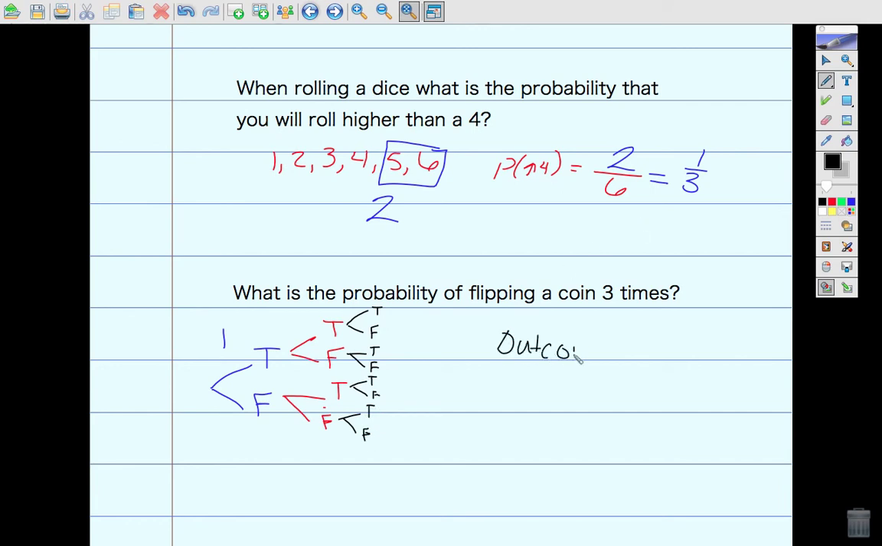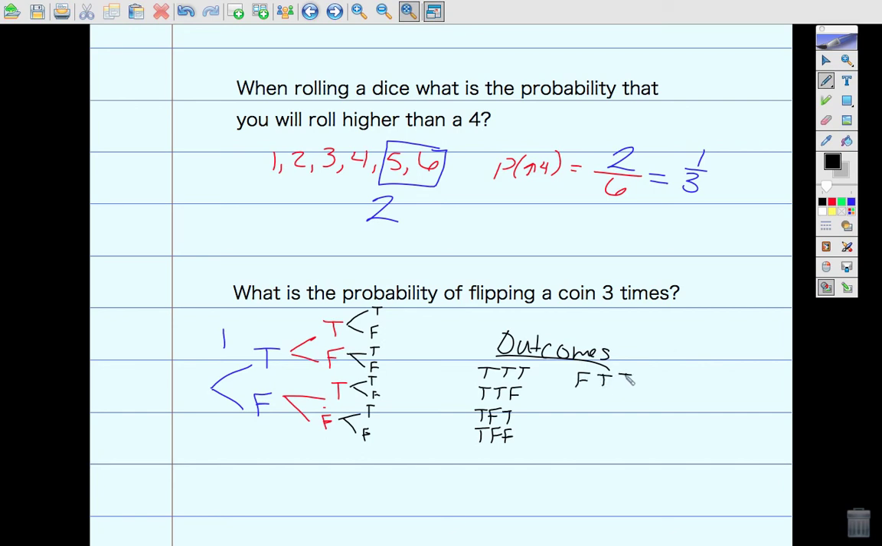So I have to list my outcomes. So all of my outcomes, I have to list them all. So my first outcome, I have true, true, true. My next one, I have true, true, false. This time I'm going to go true, false, true. True, false, false. And those are the ones for all for true.